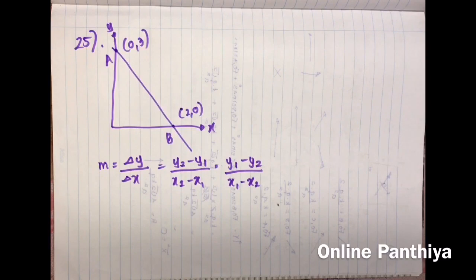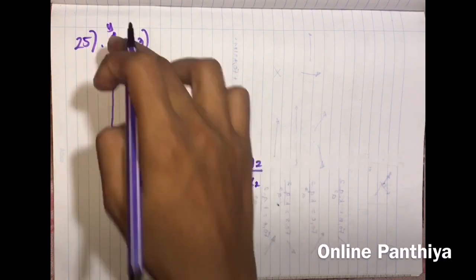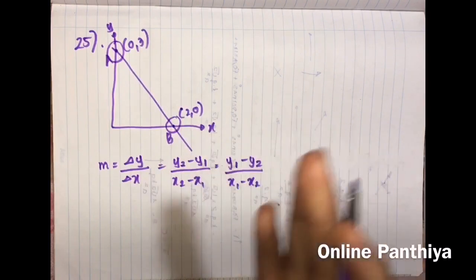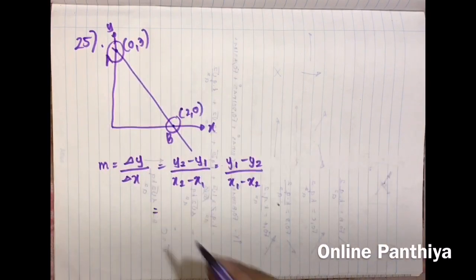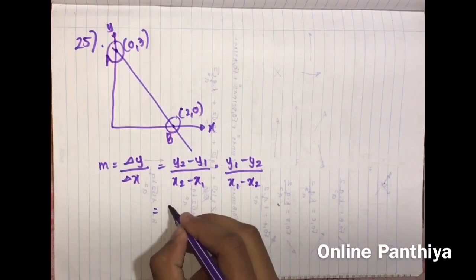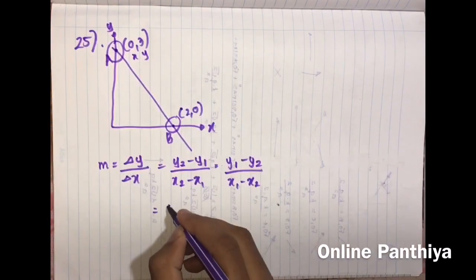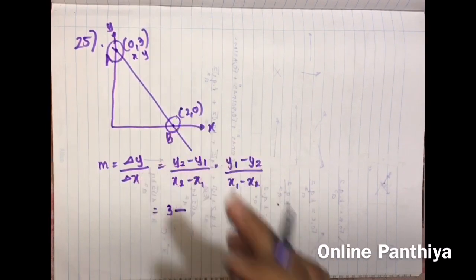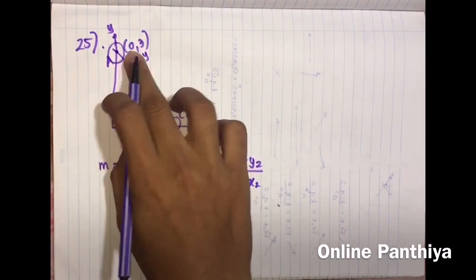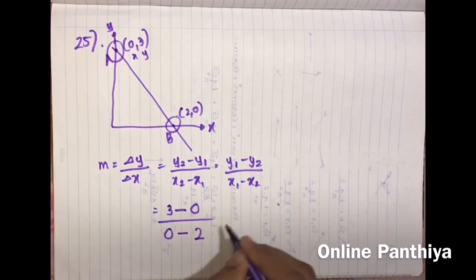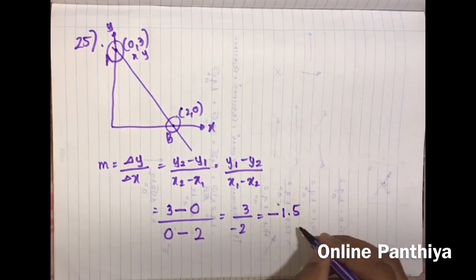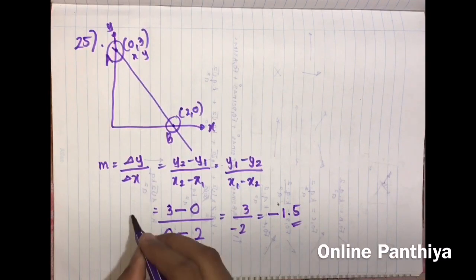Now let us consider our x1 and y1 as any of these coordinates. Let us take this coordinate as our x1 and y1, and this as our y2 and x2. Then let us simplify. So I'm going to take this as y1. What is the y value here? The coordinates are x, y. So it is equal to 3 minus what is the y value here? It is equal to 0. Now go to the x values. So you have to consider this first. What is my x? 0 minus 2. That is going to give you 3 over minus 2. If you simplify, you will get minus 1.5. Is that clear? This is the gradient. So m is equal to this.